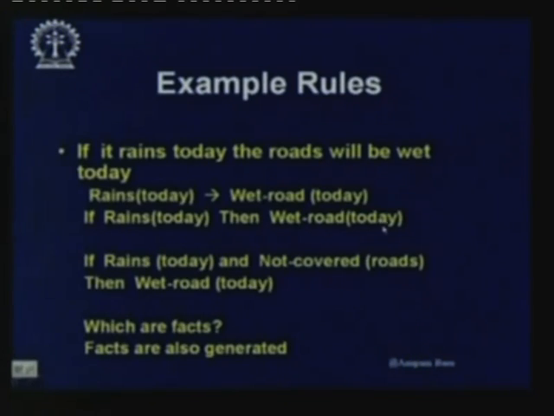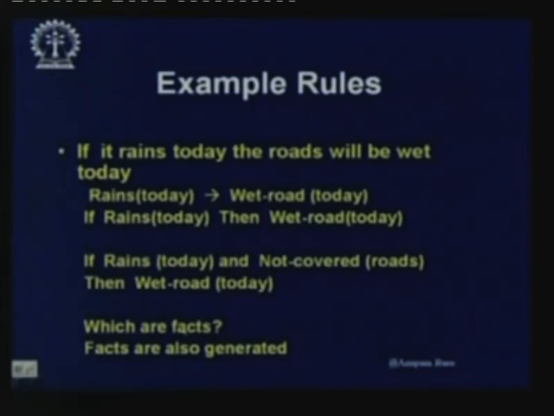And look at this consequent. I was just now talking of two different types of consequence. Some things can be actions and something can be assertion. Wet road today is simply an assertion that is adding to my collection of facts. And so, since I know it rained today and not covered today, I know one more fact, that the road is wet today. Okay? Might be there is another rule. If it is wet road today, then wear good shoes or something of the sort. So that this fact can be used further to infer something more.